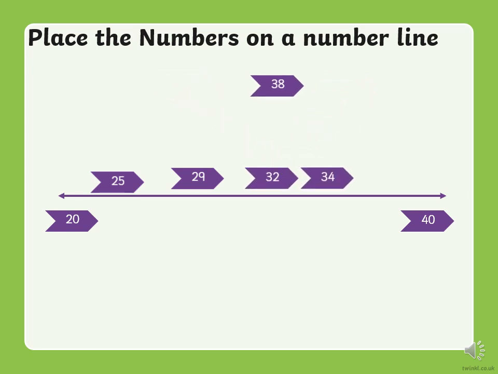32, 34, and 38 in order. And that's how we place numbers on the number line.